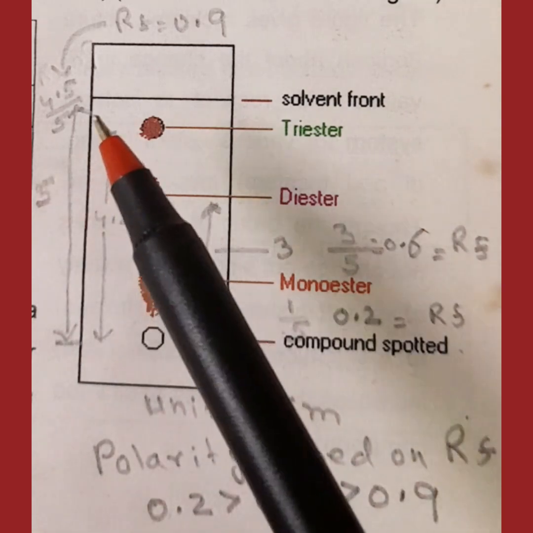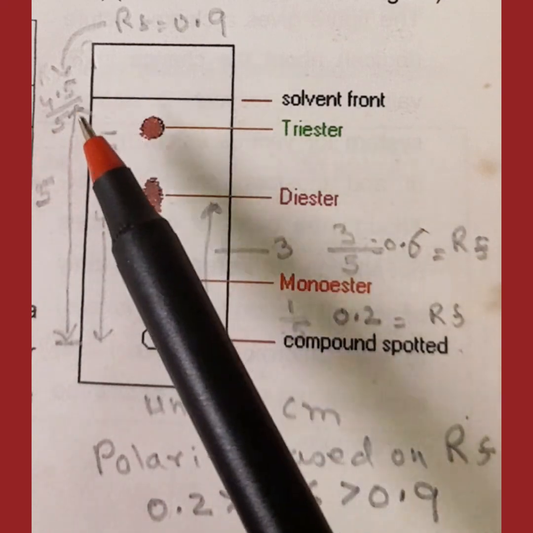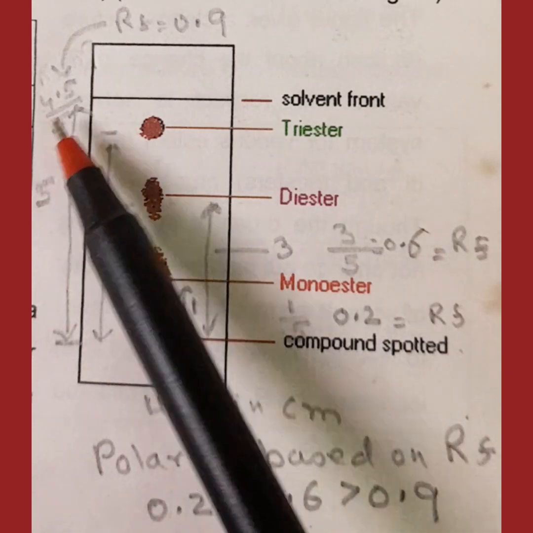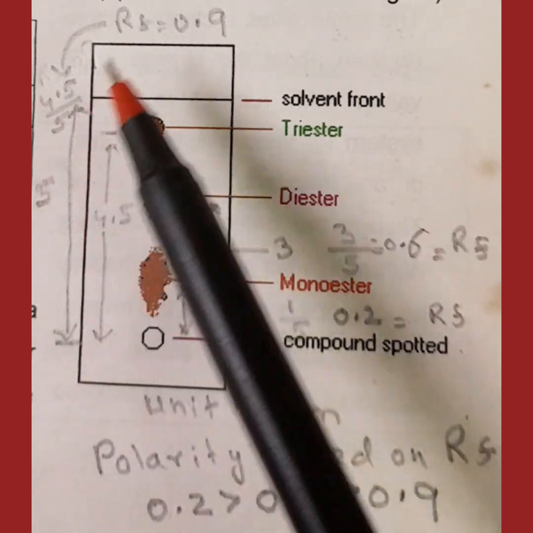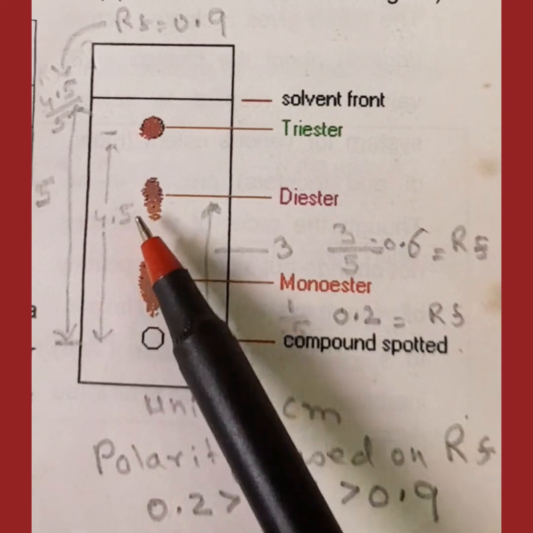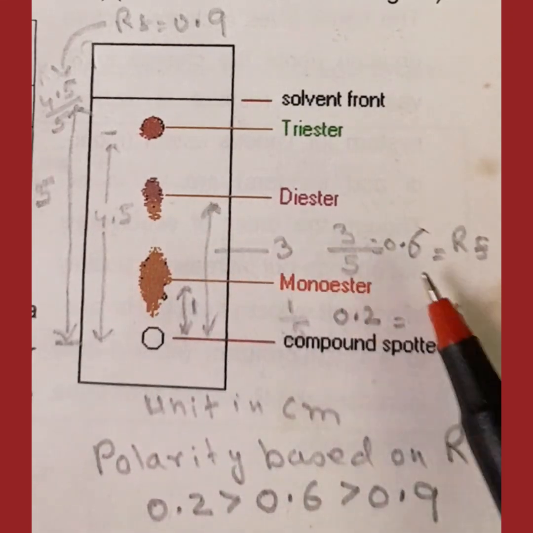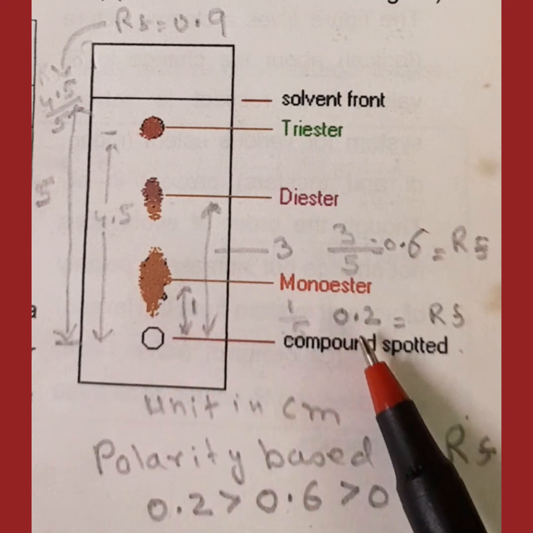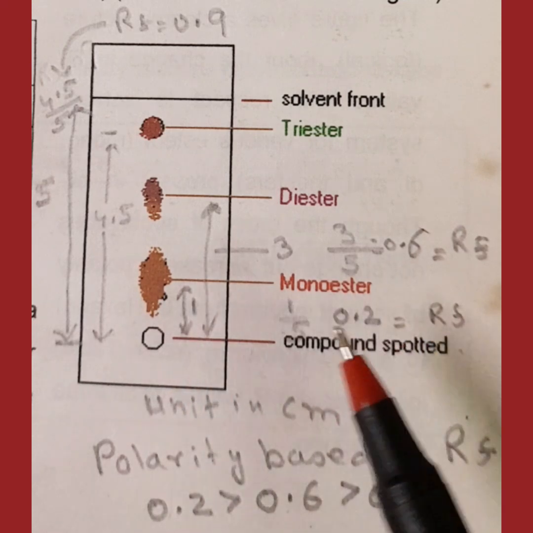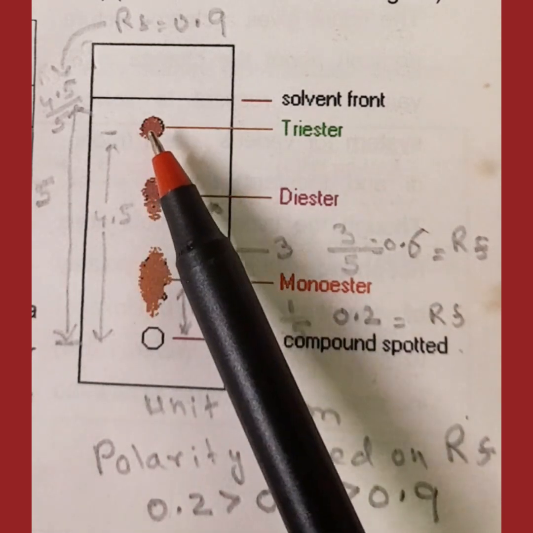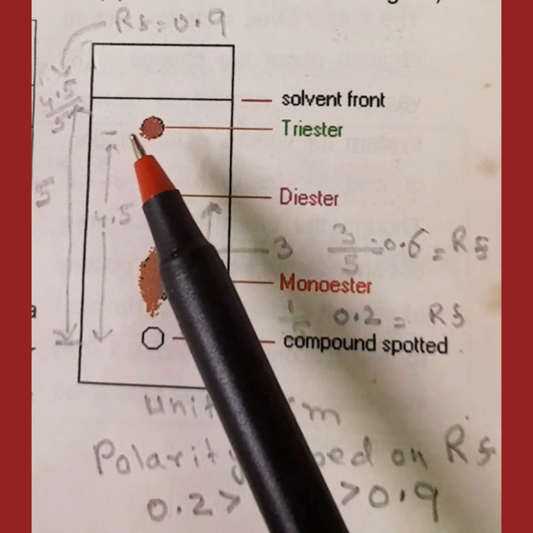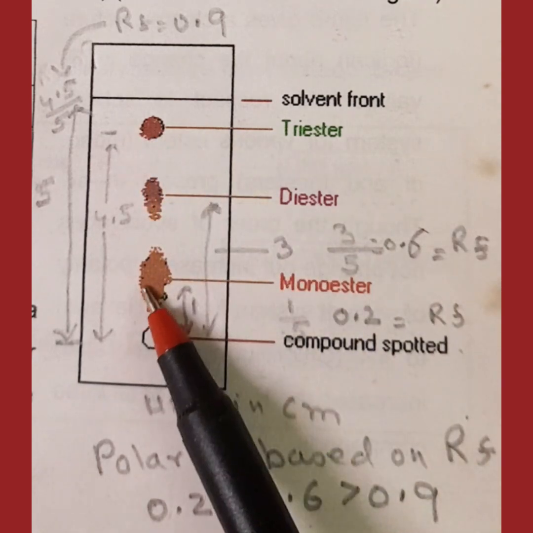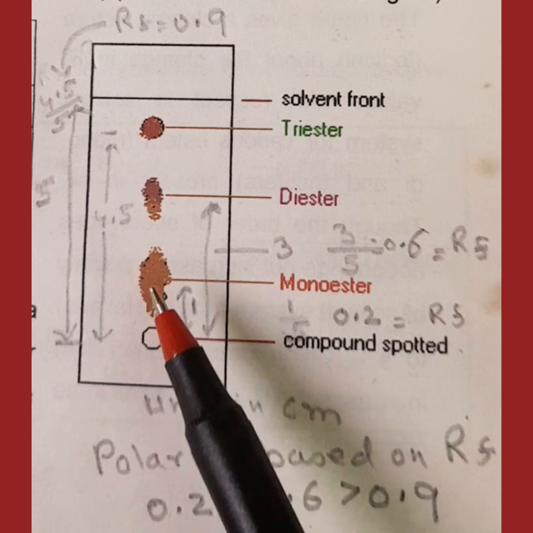RF, as mentioned earlier, for this it would be this distance, that is 4.5 divided by 5, so it would be 0.9, and identically for diester it would be 0.6, and for monoester it would be 0.2. Alright, so what we find? We find that the least polar one had the highest value of RF, whereas the most polar had the least value for RF.